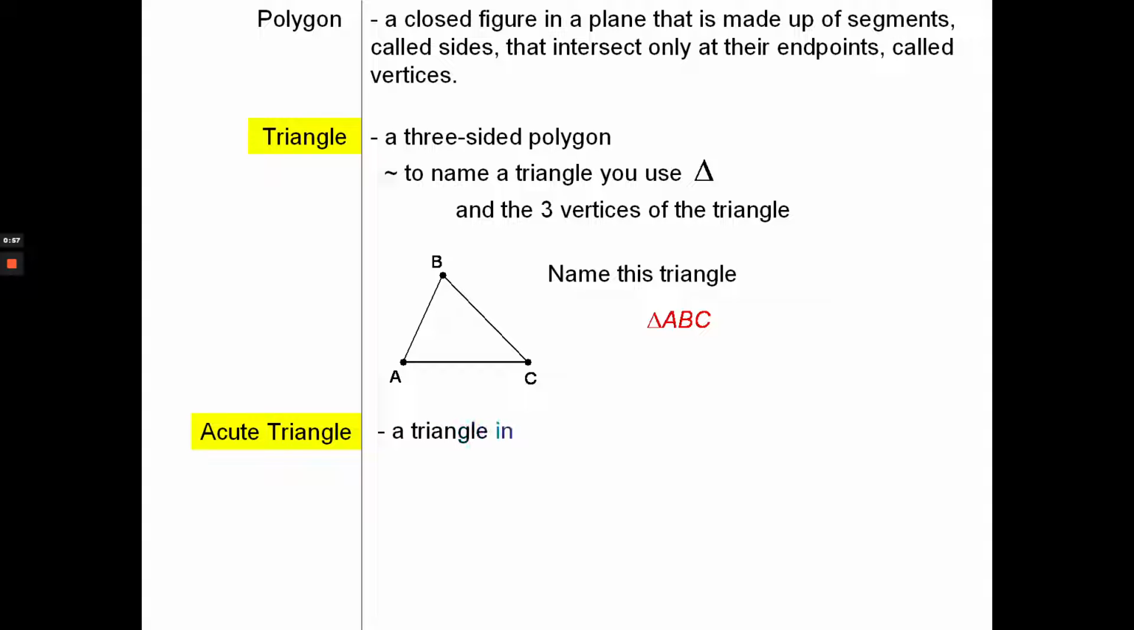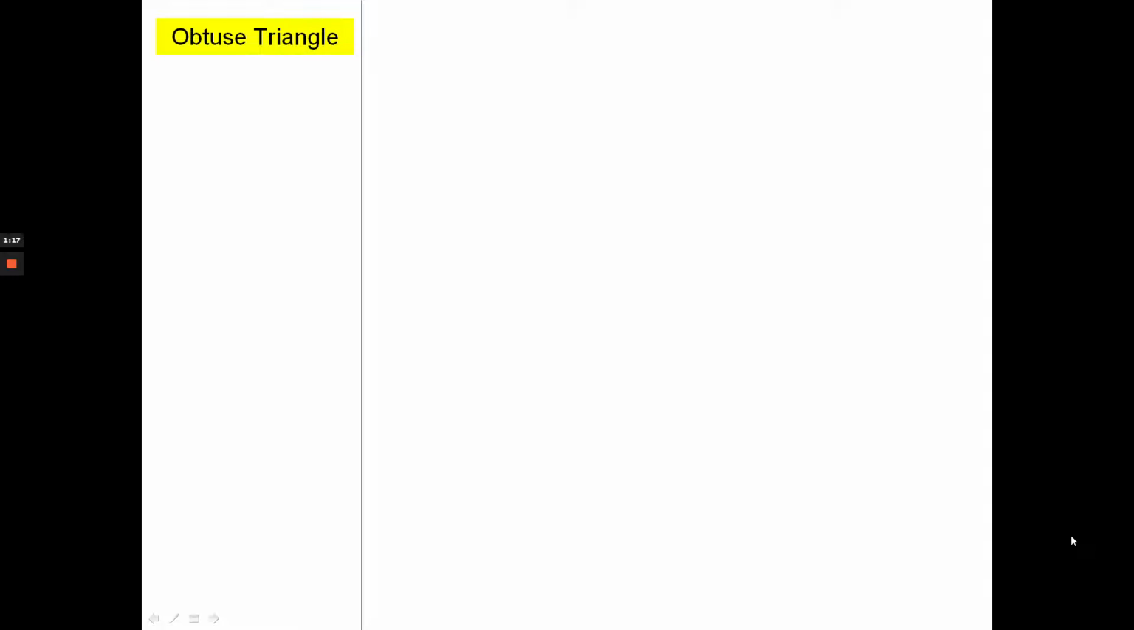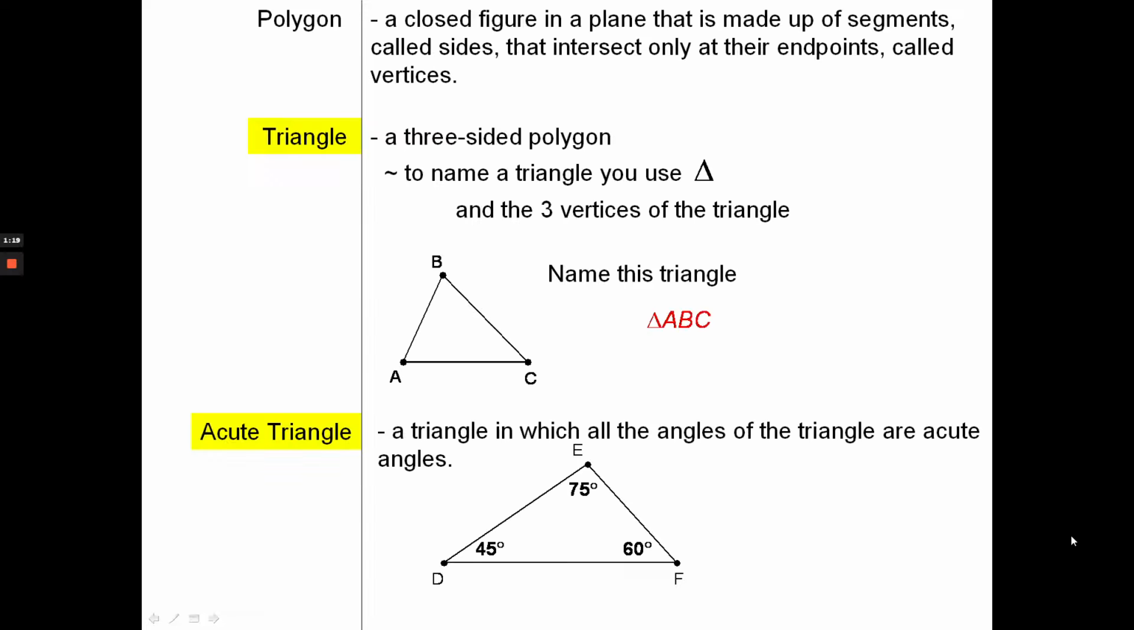An acute triangle is a triangle in which all the angles of the triangle are acute angles. And as a reminder, acute angle means less than 90 degrees. So for example, this triangle, we have a 45-degree angle, a 75-degree angle, and a 60-degree angle. Those are all less than 90, so that triangle is an acute triangle.